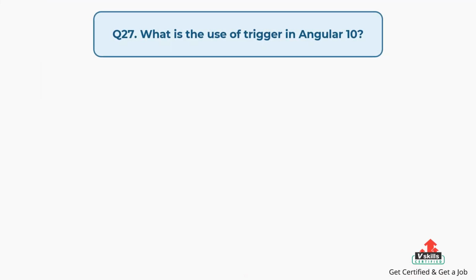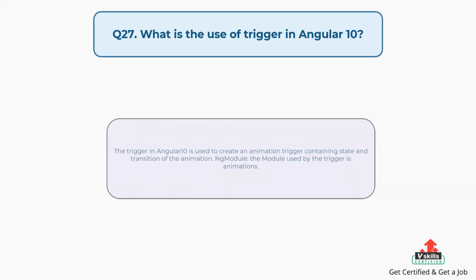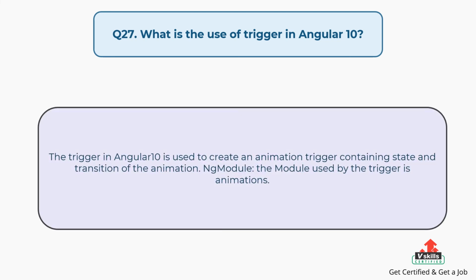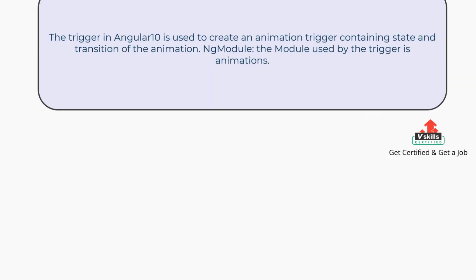Question number 27, what is the use of trigger in Angular 10? The answer is: the trigger in Angular 10 is used to create an animation trigger containing the state and transition of the animation. The ngModule used by the trigger is animations.